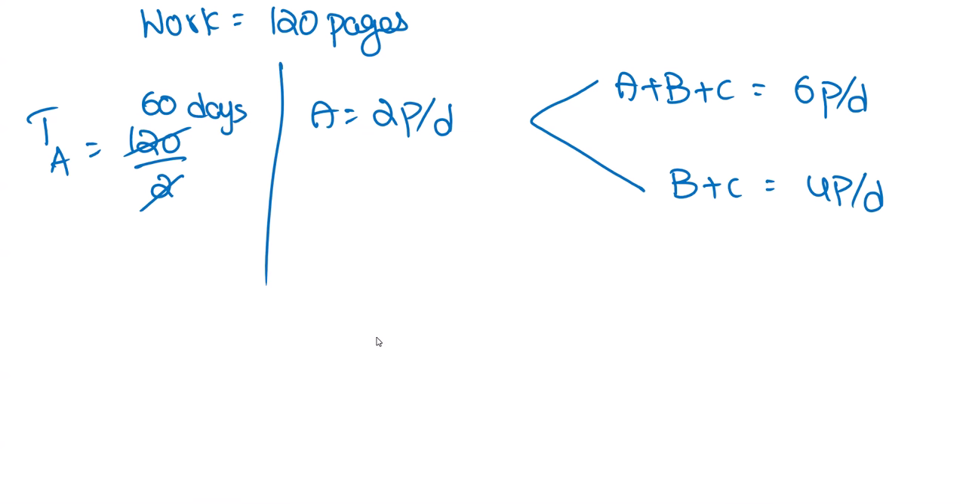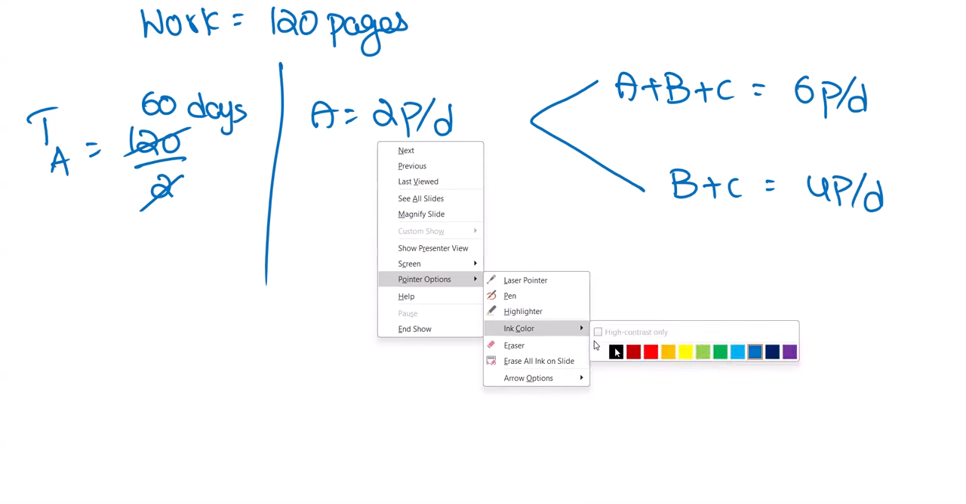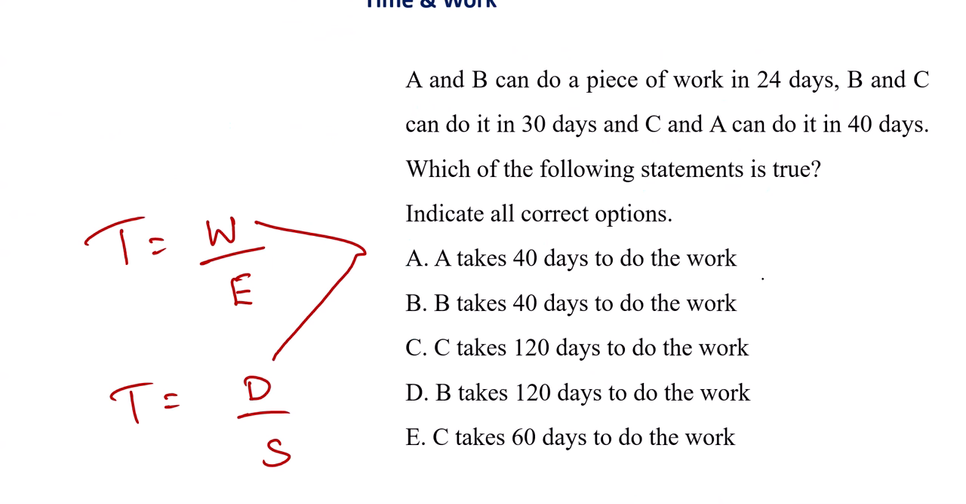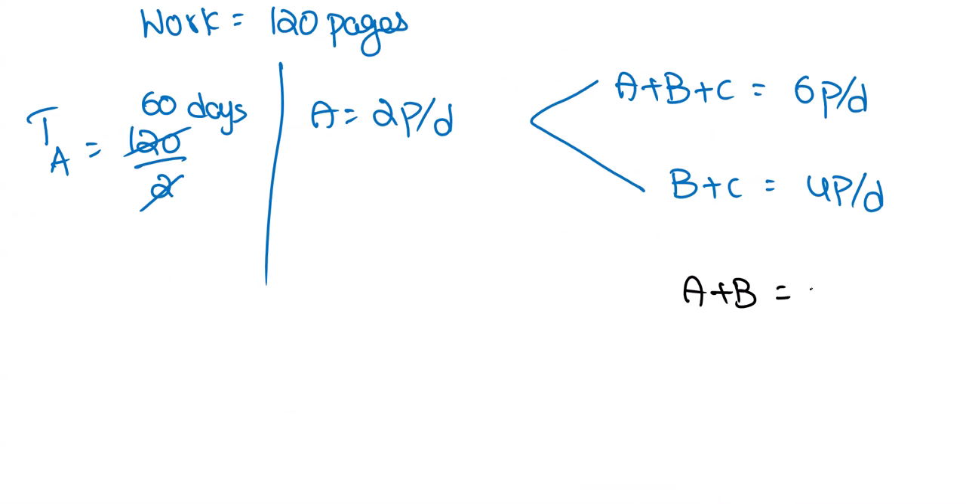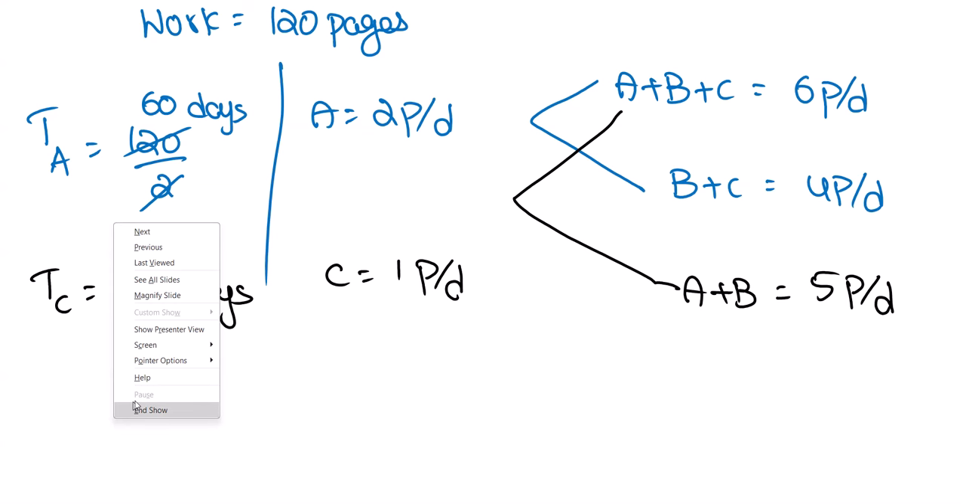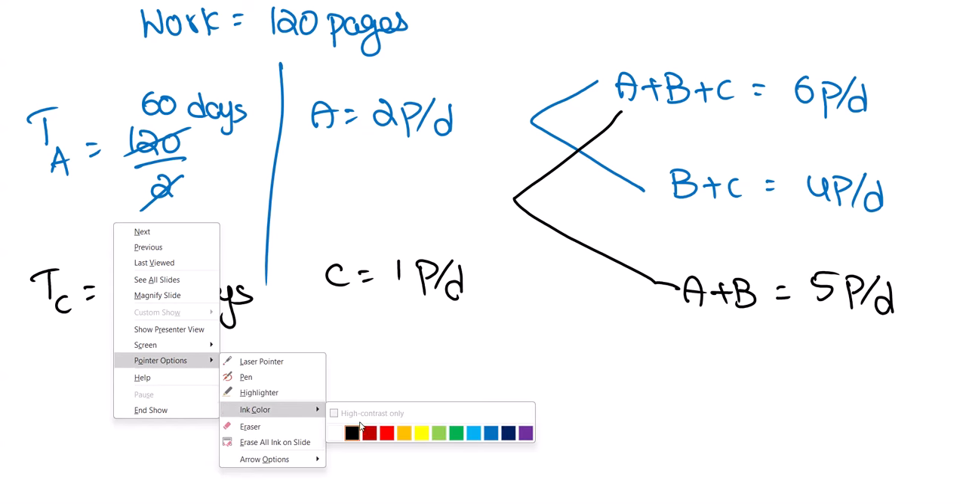What about B alone, C alone? You go for the A plus B efficiency. It may not be given in the question, but we extracted that A plus B can type 5 pages per day. See, A and B are 5 pages per day. If you work on this combination, C can type only 1 page per day. Total 120 pages, 1 page per day means you will get 120 days. And there is one more combination, C and A.